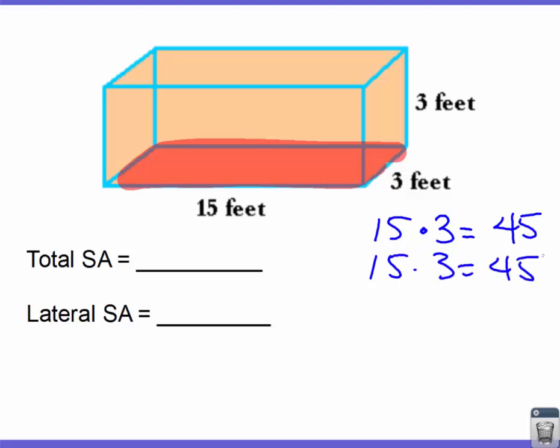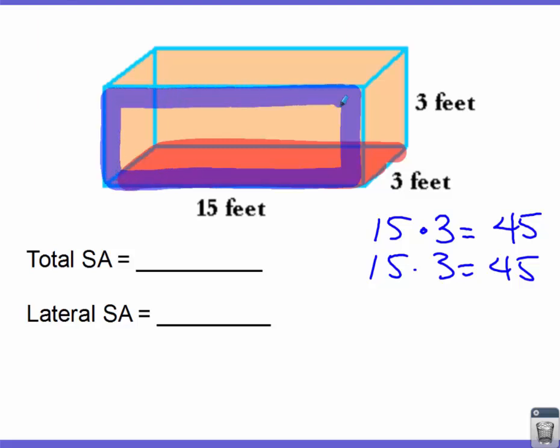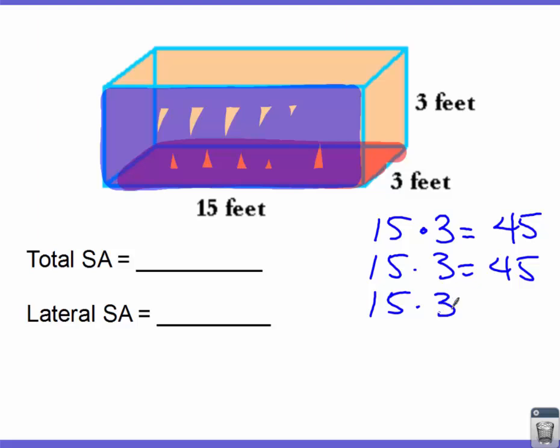So now we look at another piece. Let's look at this front piece right here. It's going to have a dimension of 15 by 3 again, but this time it's this 3. So it's 15 by 3, which will give me another 45, and then another 15 by 3, which is 45, because it's this front one and the back one.